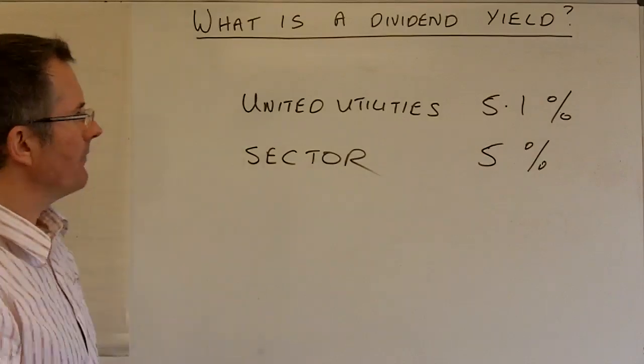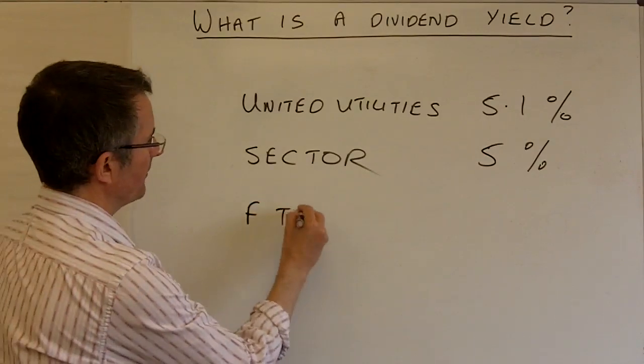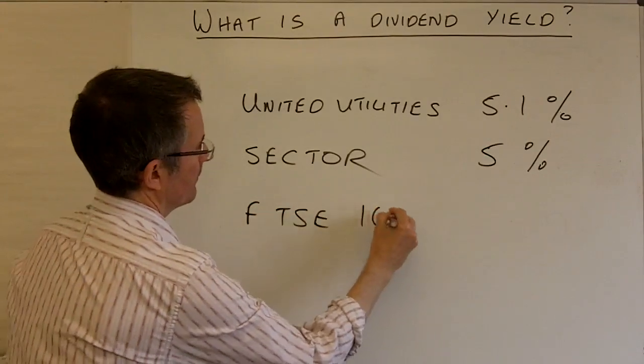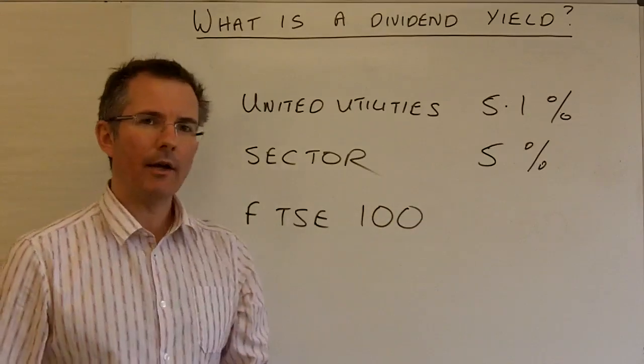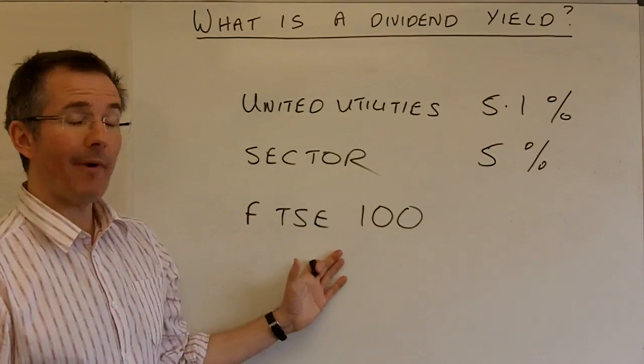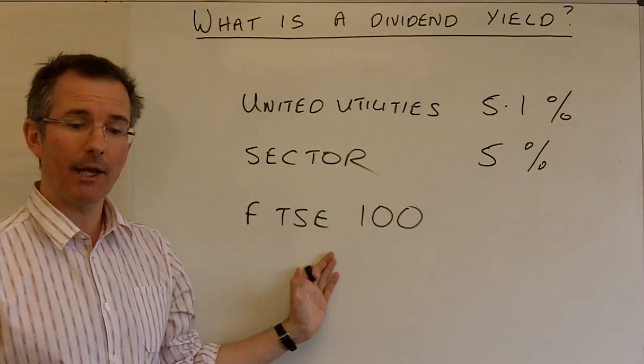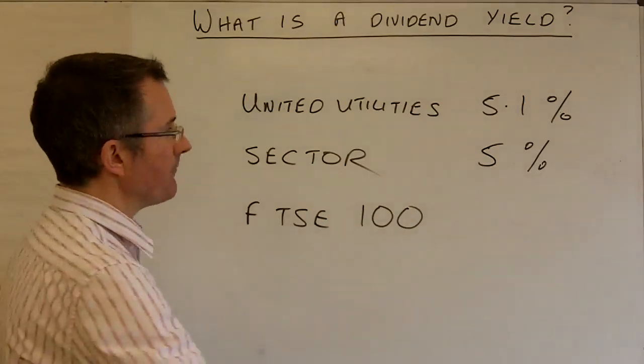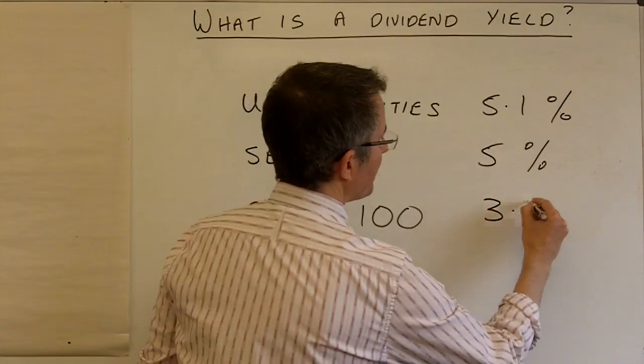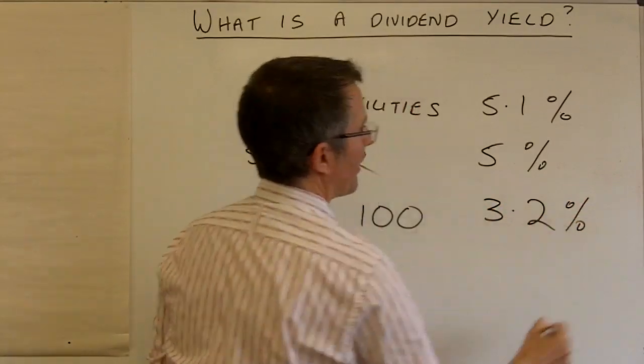So maybe I'm thinking, I'll compare it to the FTSE 100. I'll look a bit wider. What would I get as a return on my investment in income terms for buying an average FTSE 100 company? And let's say the answer is around 3.2%. It's about right for today.